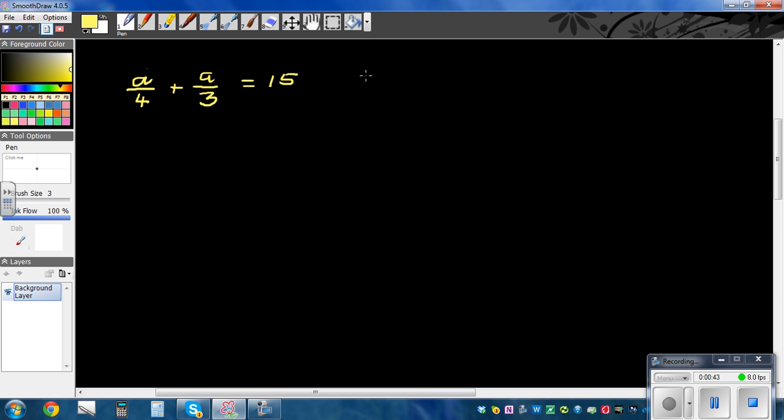So the first thing that we would do is, I don't want this 4 and 3, so I will first find the least common multiple, LCM, of 4 and 3. Well, the LCM of 3 and 4 is 12. So I'm going to multiply each of this term and also this 15 by 12.